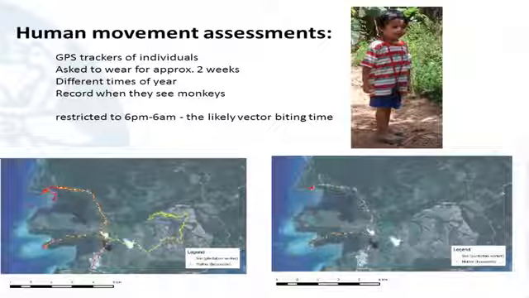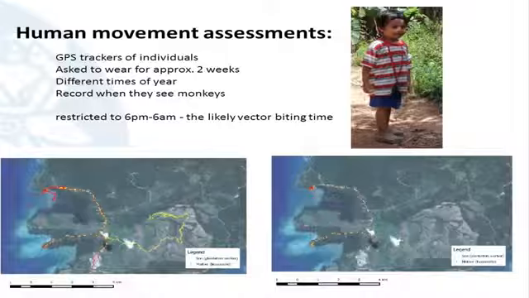Mum either swims or goes out in a boat. I suspect it's the latter, and does that and moves down here to the main town, which is down here. But again, what we can do is timestamp that. So that's that same kind of collection of points, but it's timestamped to crepuscular, so between 6 and 6, the likely biting times of our vectors.